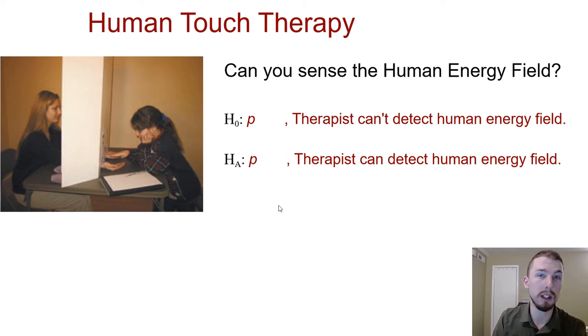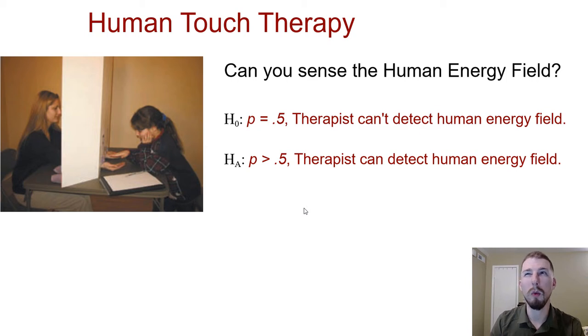So our probability is going to be 50%. Our null hypothesis is 50%, which means that there was no difference from random chance. She can't detect anything. It's just pure random chance. Then the alternative is going to be that the proportion is going to be greater than 50%, which would mean that she was able to detect the human energy field more than half the time.